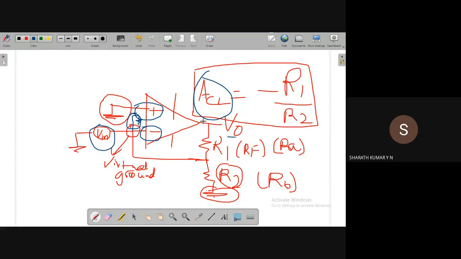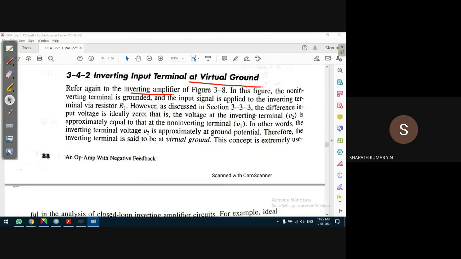As soon as the output changes, the op amp tries to bring the inverting input terminal back to ground potential, because the non-inverting input terminal is connected to ground. That is known as a virtual ground.